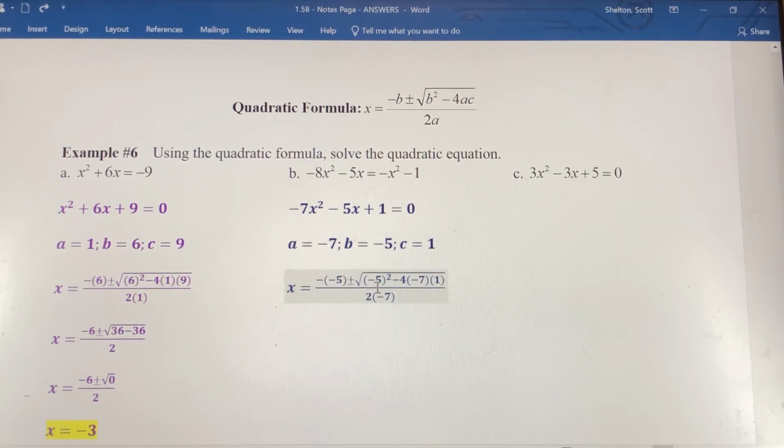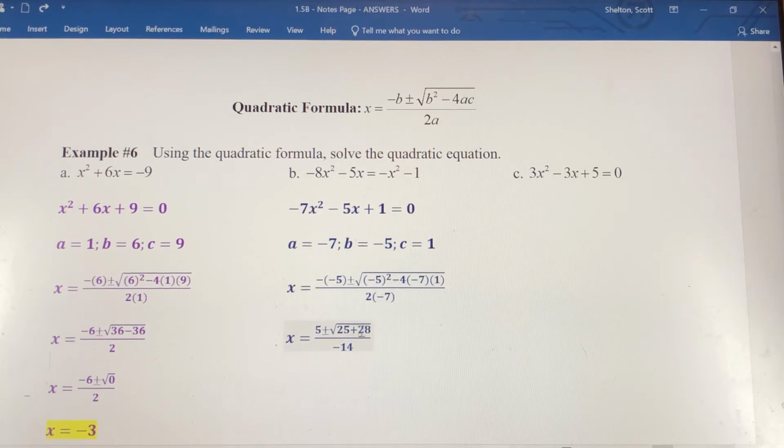b squared, so -5 squared. Make sure that's in parentheses, because we want to get a +25 when we simplify that. -4 times -7 times 1, all over 2 times -7. Okay, so let's kind of clean everything up. So the opposite of -5 is +5. Okay, -5 to the second power is +25, and then -4 times -7 times 1 is +28, okay? All that divided by -14, okay?